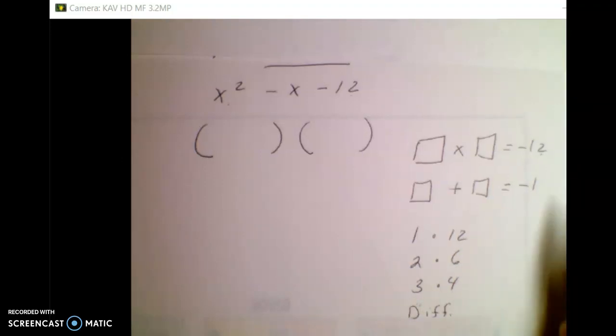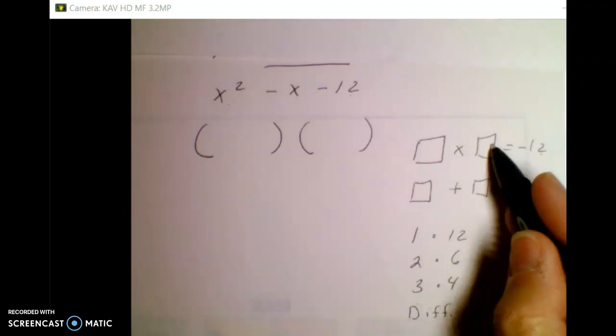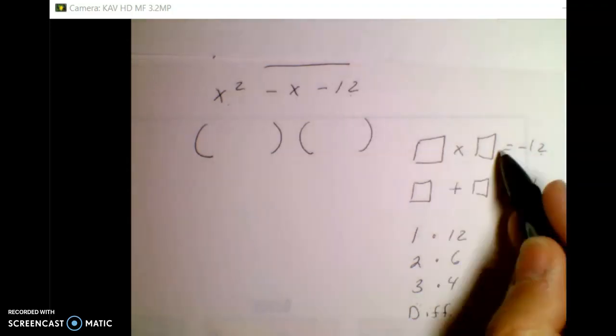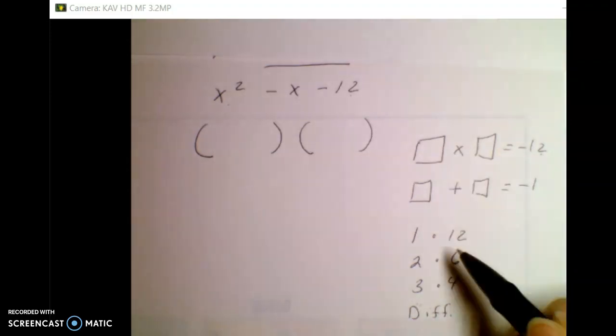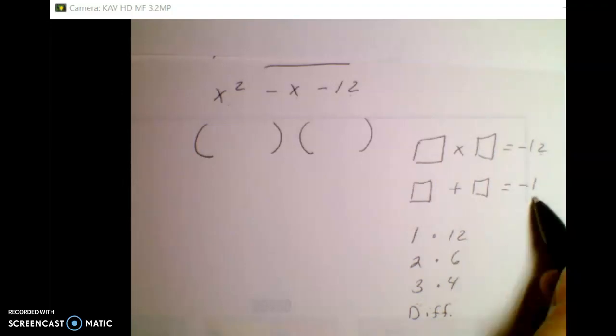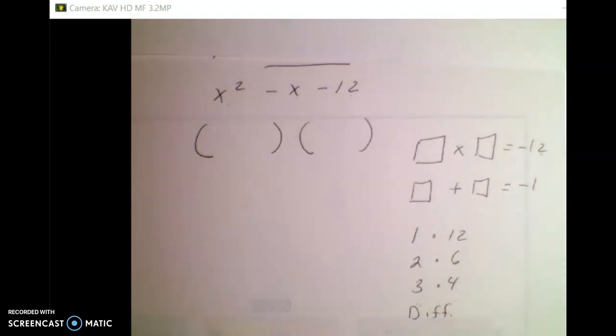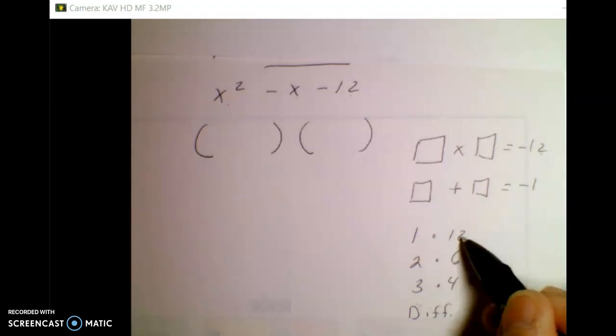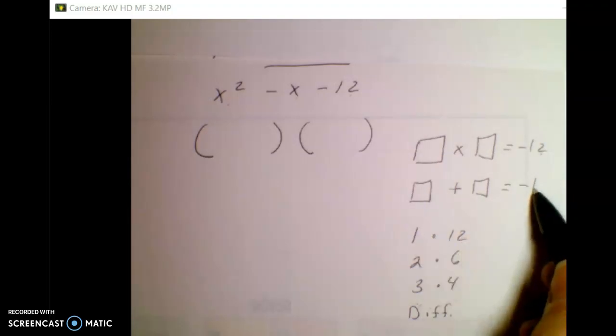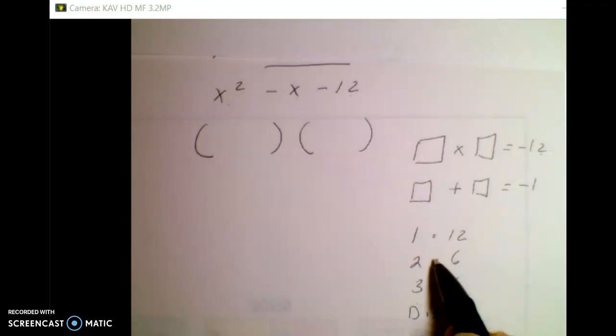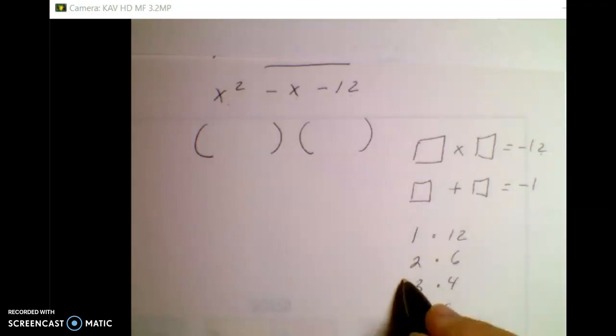All right, so remember, our numbers are either going to be up here 1 and 12, 2 and 6, or 3 and 4. And remember, these two numbers, when I add them together, have to equal -1. Okay, so that means I'm going to look at these numbers and see which ones are negative or 1 apart. So these are 11 apart. These are 4 apart. Oh, these are 1 apart. So I'm probably using these.